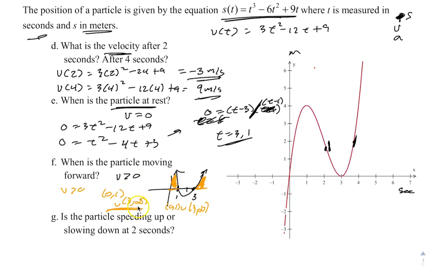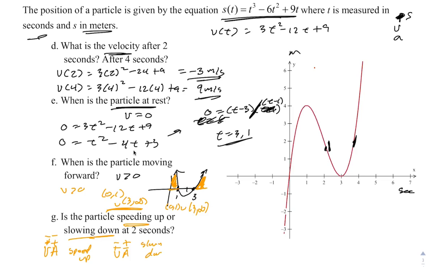Is a particle speeding up or slowing down at 2 seconds? So remember, speeding up and slowing down, that's when velocity and acceleration are working together, plus, plus, minus, minus, that's when it's speeding up. Or if they're working against each other, plus and minus, or vice versa, then slowing down.